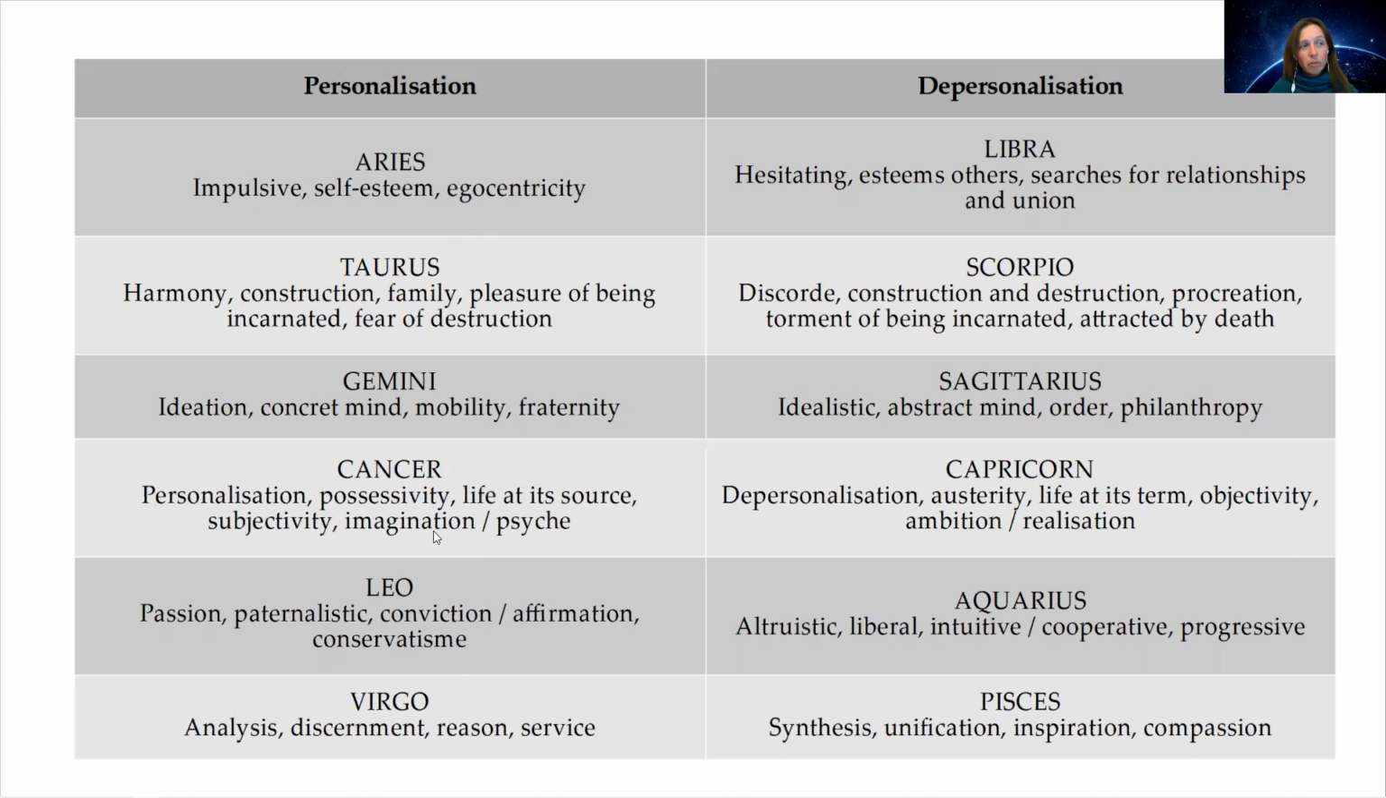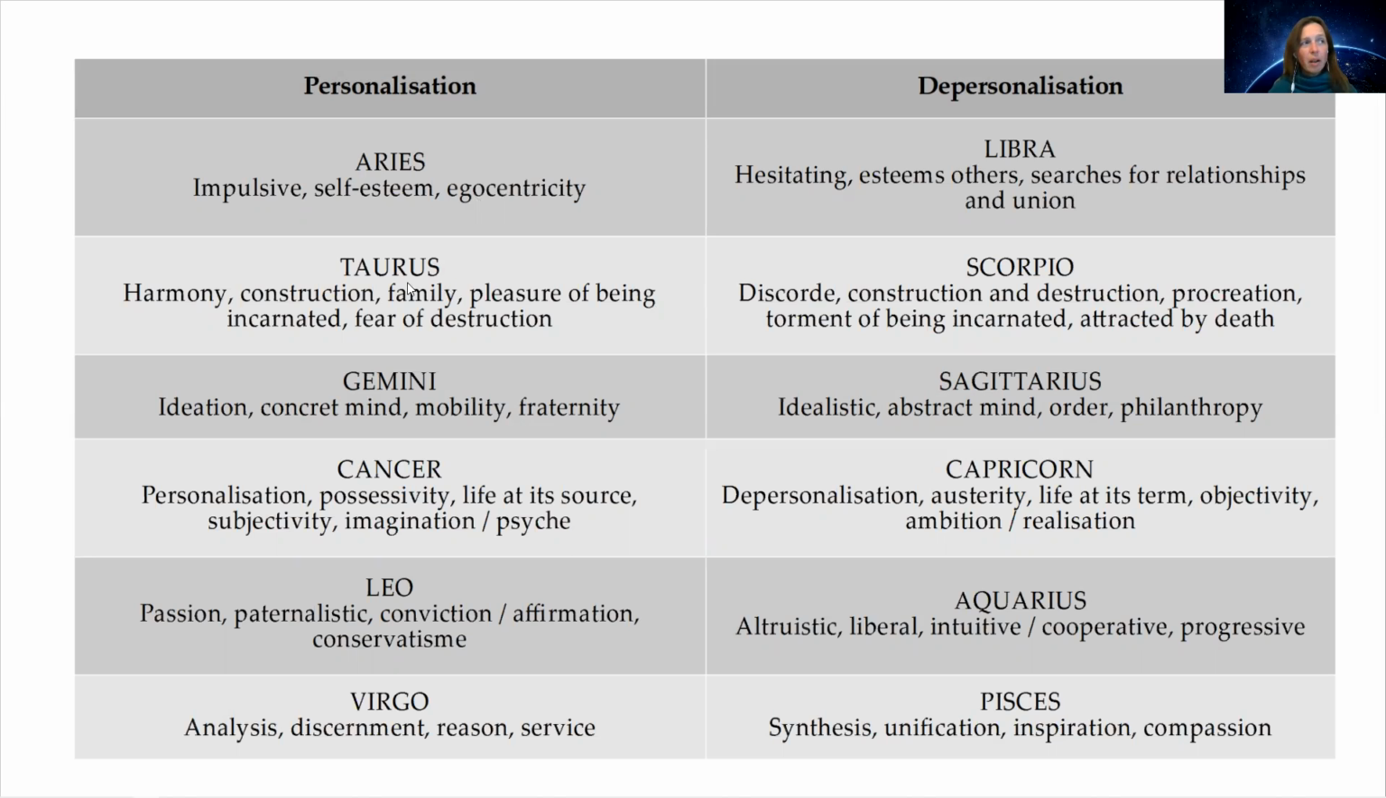And once we've gone through the first cycle, we can reach the second cycle, the second half. With Libra, we can be hesitating and we can have the esteem of others. Whereas with Aries, it was a lot more about self-esteem and egocentricity. With Libra, we search for relationship and union. So it's really this me and we.